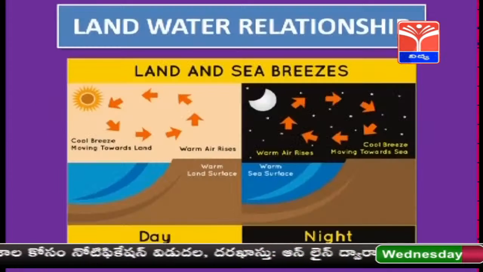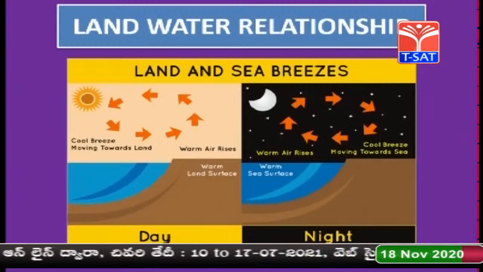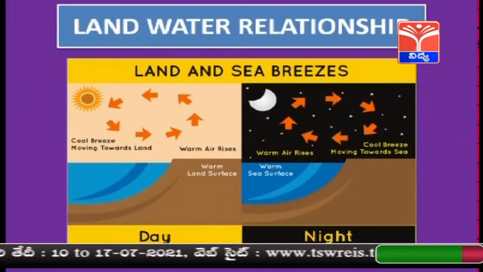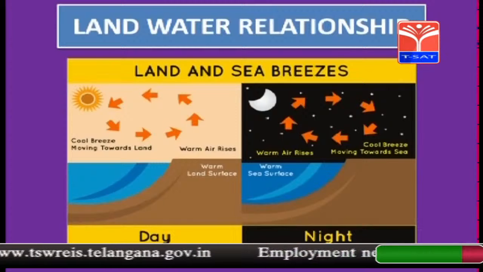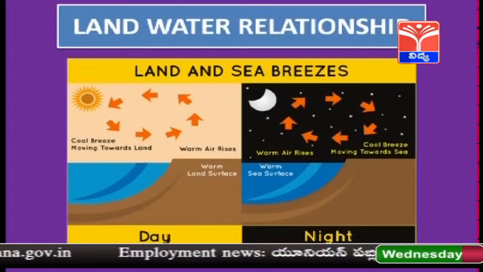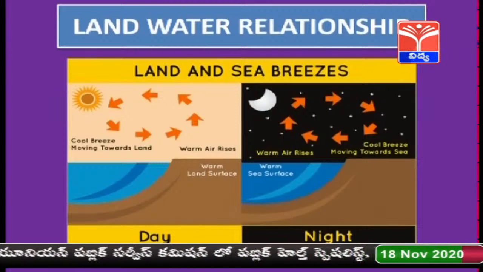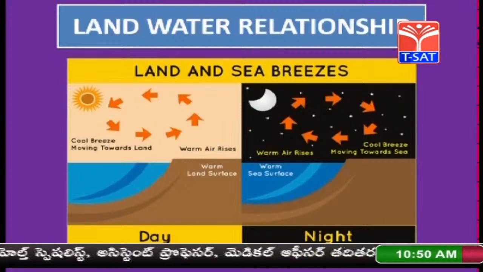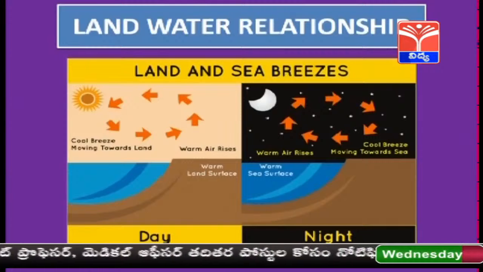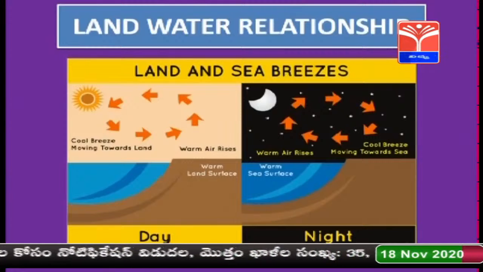The second factor that influences climate and weather is land-water relationship. Have you seen this image before? Yes, you have seen this in your lower classes. What is it indicating? It shows the land and sea breezes. So, to understand land-water relationship, we need to understand about land and sea breezes.